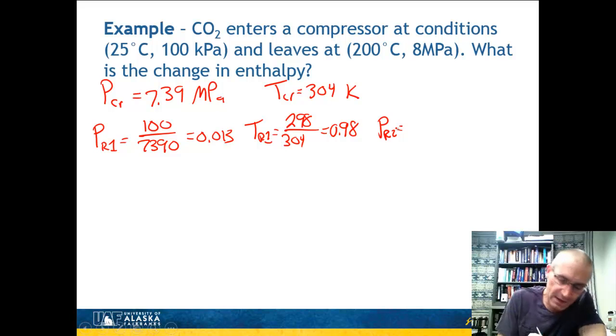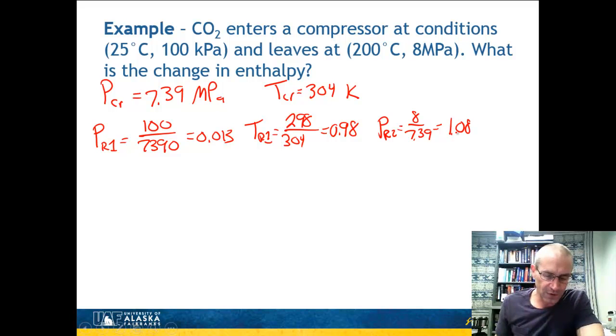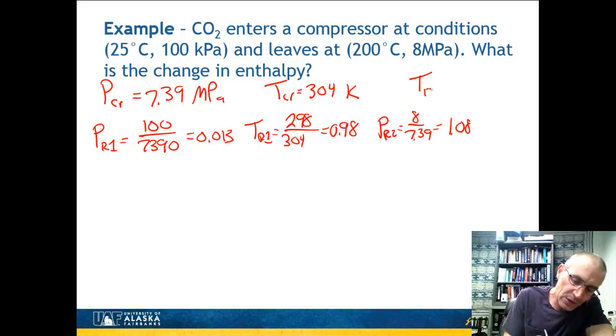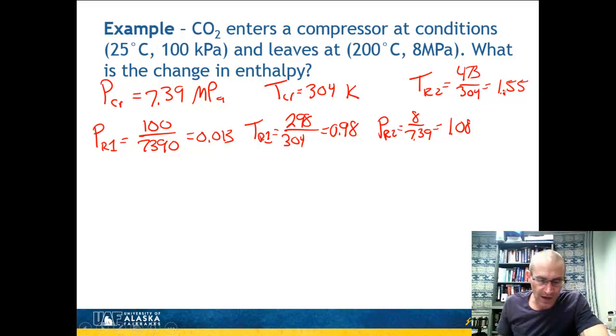And let's go ahead and do PR2. That's the outlet conditions, 8 over 7.39. That's 1.08 for reduced pressure. And TR2, this is the outlet, is 473 Kelvin over 304, and that is 1.55. Right, so there are my pair of conditions that I need to do.